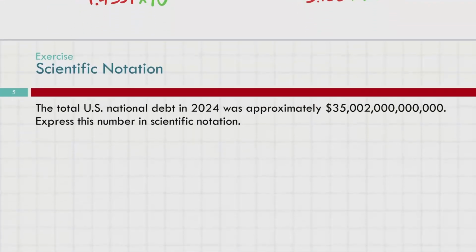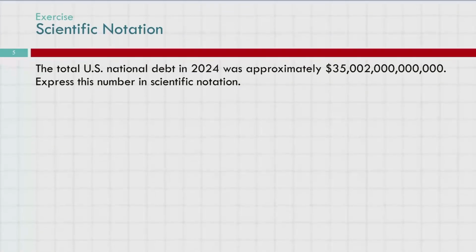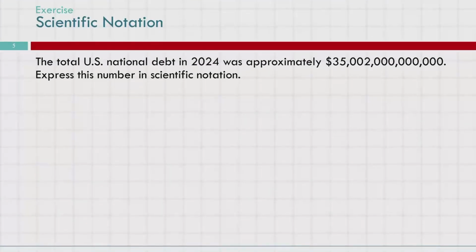Let's do an exercise with this large number. The total U.S. national debt in 2024 was approximately this big number. Express this number in scientific notation. This is for you to try, so go ahead and give it a shot. Come up with the decimal part, count out how many places you move the decimal, and make that your exponent.